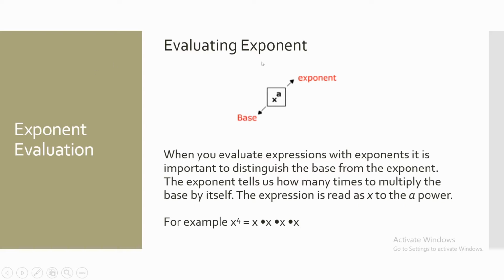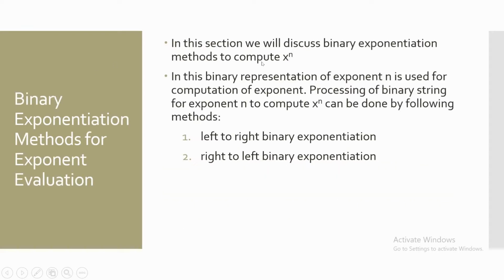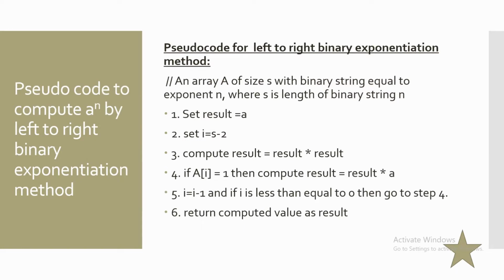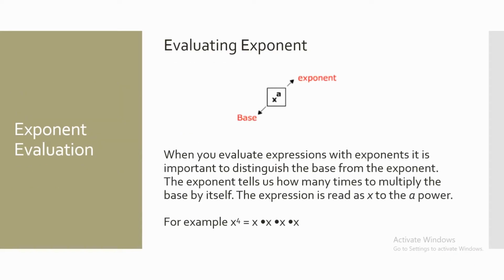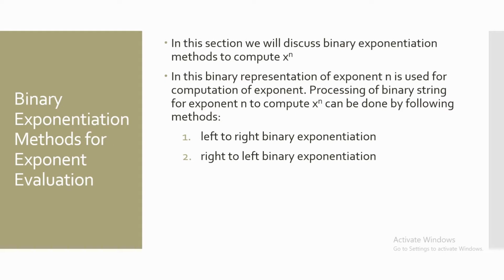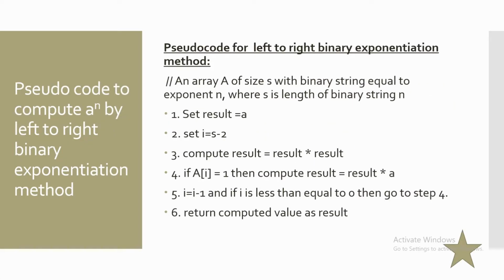So here we will learn about the left to right binary method, and then we will study the right to left. Both are different algorithms. In left to right, in the binary representation we are moving from left to right, that's why it is termed left to right, and in the other we are moving from right to left, that's why it is known as the right to left binary method. Now we will understand this.